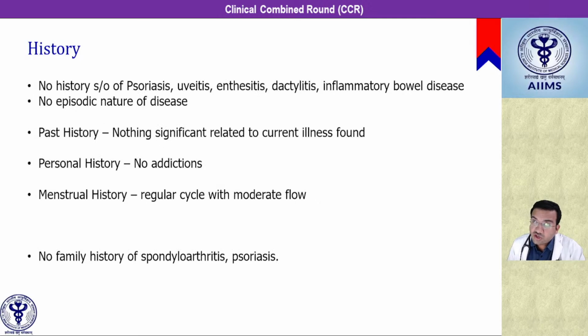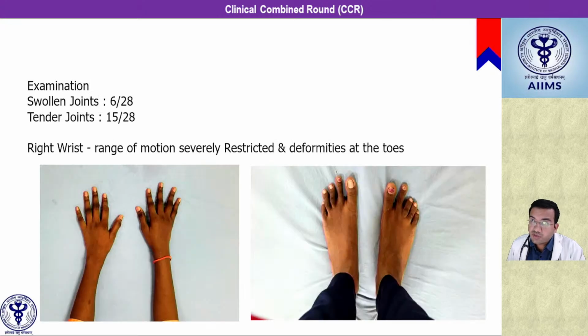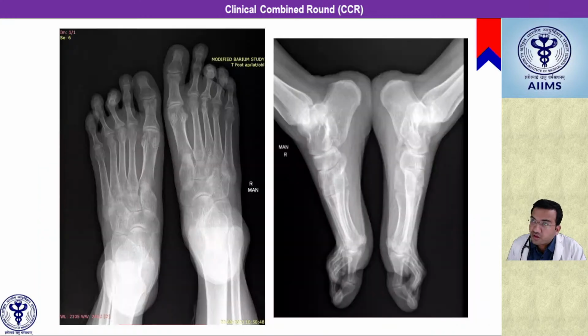Now there was no history suggestive of any psoriasis, uveitis, enthesitis, dactylitis, or any inflammatory bowel disease, and there was no episodic nature of this disease. Nothing much significant was found in her past and personal history, and there was no family history of any spondyloarthritis or psoriasis. Now we had a differential of psoriatic arthritis and rheumatoid arthritis with hip involvement. On examination, we found multiple swollen and tender joints, and in the right wrist there was severely restricted movement, and there were deformities of toes, as you can see.